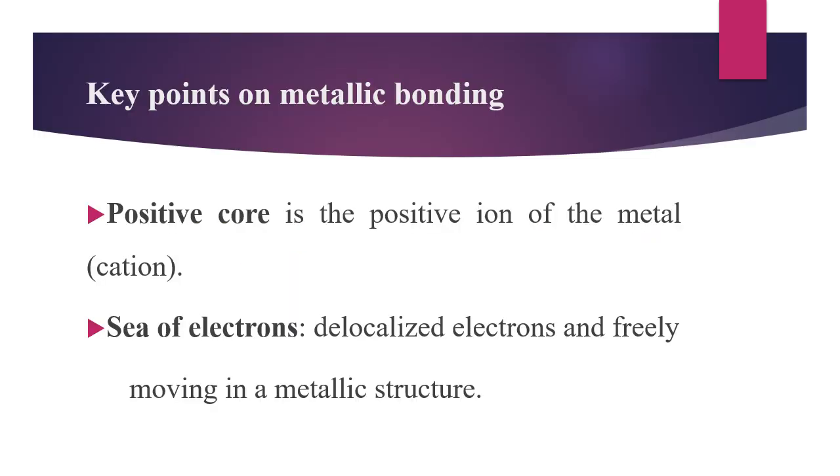Here we have the key terms that we have to know. The first term is positive core, the second is sea of electrons. Remember, these key terms are included in the definition of metallic bonding. Positive core is the positive ion of the metal, which is called the cation. Remember, a cation is a positively charged atom. Sea of electrons: these are the delocalized electrons, freely moving in a metallic structure.